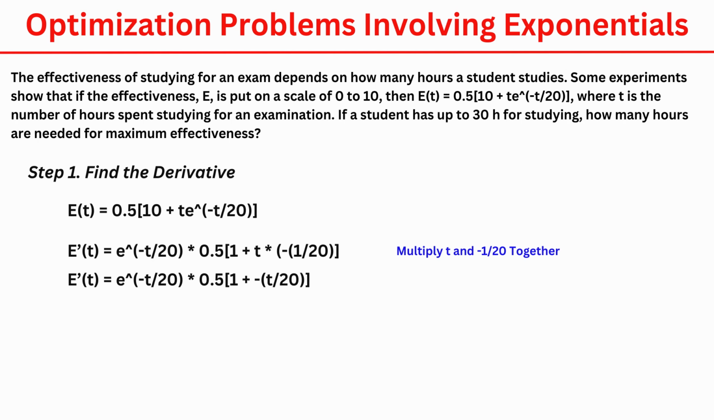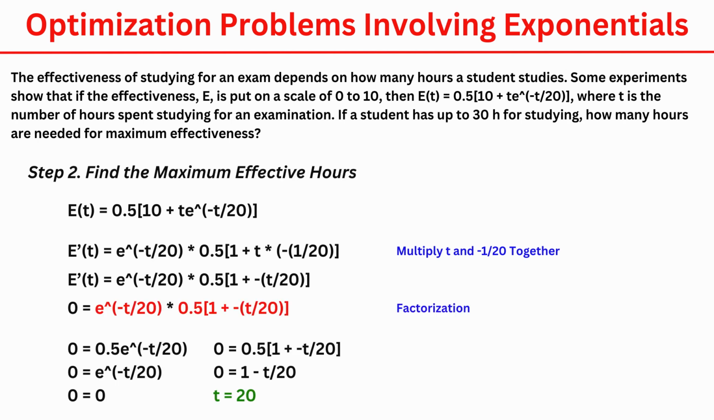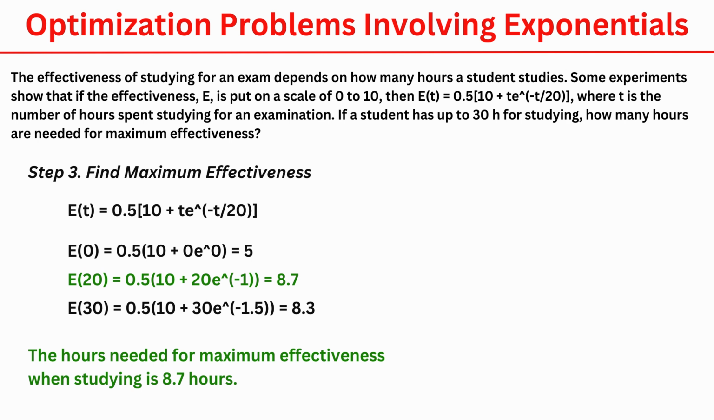giving us the derivative of the original expression. Equaling the new derivative expression we just derived to 0 allows us to find the maximum hours of studying that would give us the most effective result, which is 20 hours. Plugging it back into the original expression, we can find the effectiveness of E.